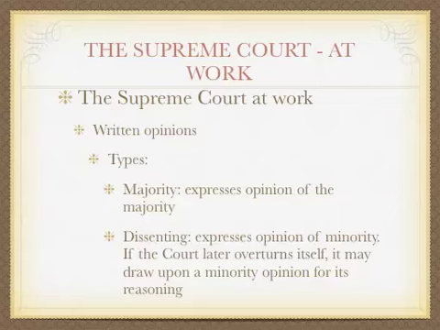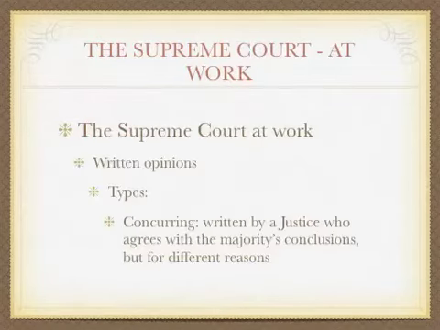Now, there's one other type of opinion that goes with this, and it's called concurring. A concurring opinion is written by a justice who agrees with the majority's conclusions, but for very different reasons. Antonin Scalia and Justice Thomas are ones who write quite a few, especially Thomas writes quite a few concurring opinions, coming to the same conclusion as the majority, but for very different reasons.